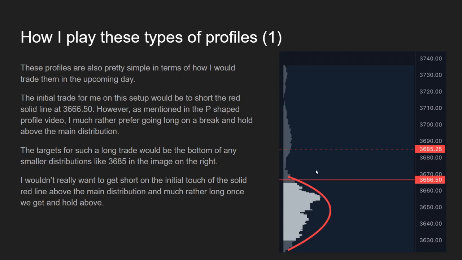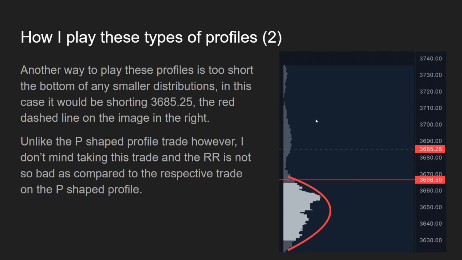The targets for these long trades are quite self-explanatory. We have the bottom of this distribution. This distribution is quite wide, and the secondary take profit would be up here at 3720. I wouldn't really want to get short on the initial touch of the solid red line. I'm talking about this line, and would much rather go long once we get above and hold. So this is the second example of how I play these types of profiles.